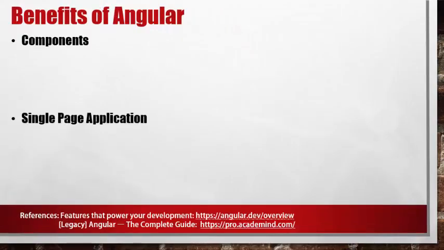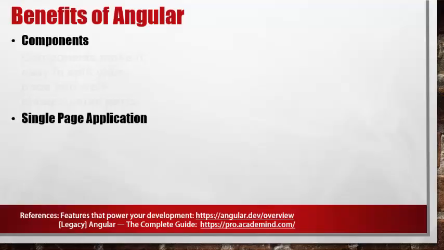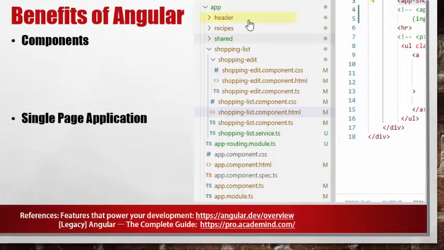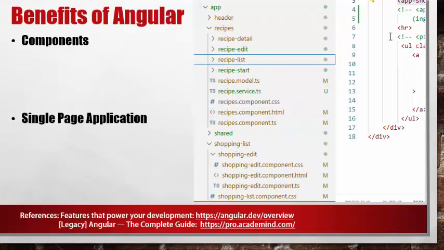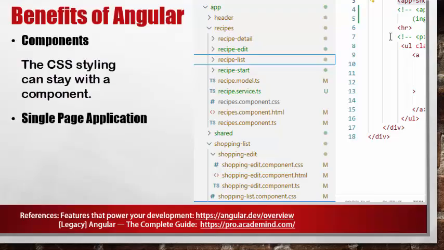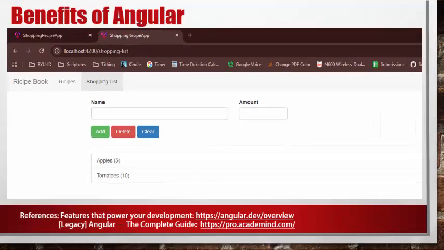Now I'm going to talk about two of the major benefits I see in Angular. The first one I'll talk about is components, and the second one is Angular as a single page application. What are components? Components make it easy to split your code into well encapsulated parts. You can see here that I have a header component, I have a recipes component. One of the benefits of a component is that the CSS styling can stay with that particular component. You can see currently here for this Angular application that I'm on the part of shopping list.